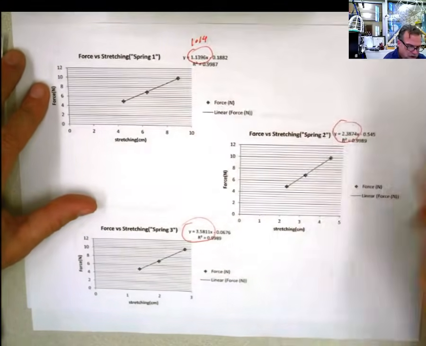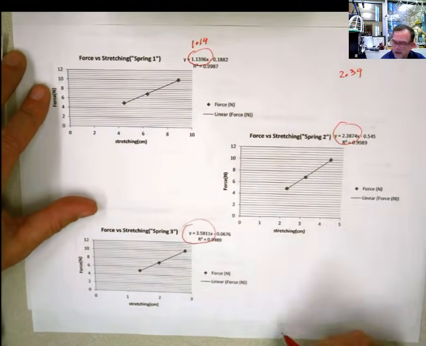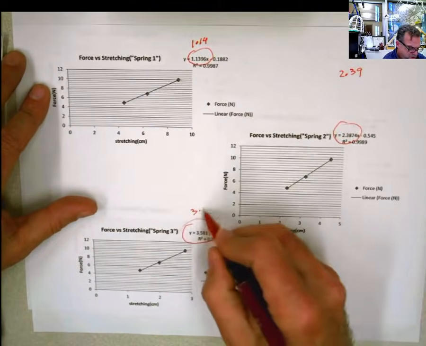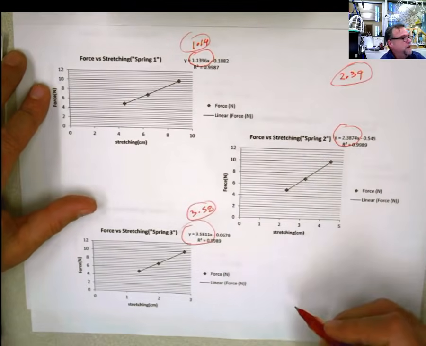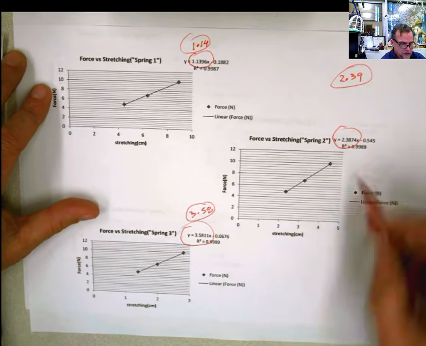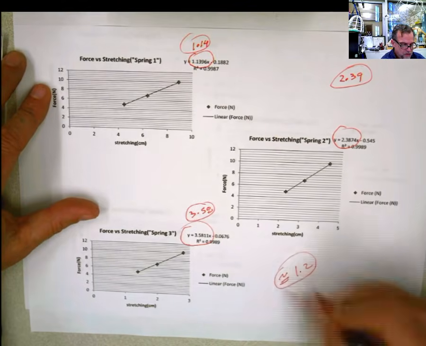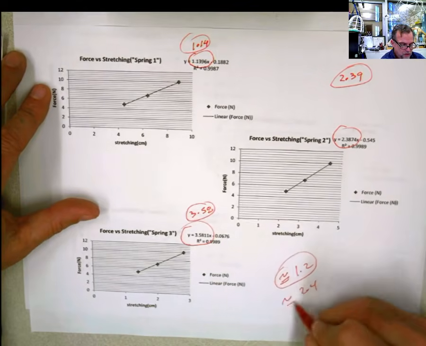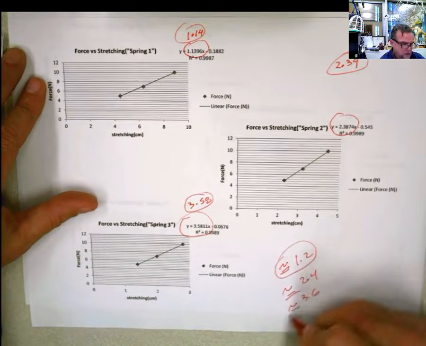1.14. This is 2.39, and this is 3.58. Look at these values. We are basically trying to work with a constant of 1.2 for the first one, 2.4 for the second one, and 3.6 for the third one.